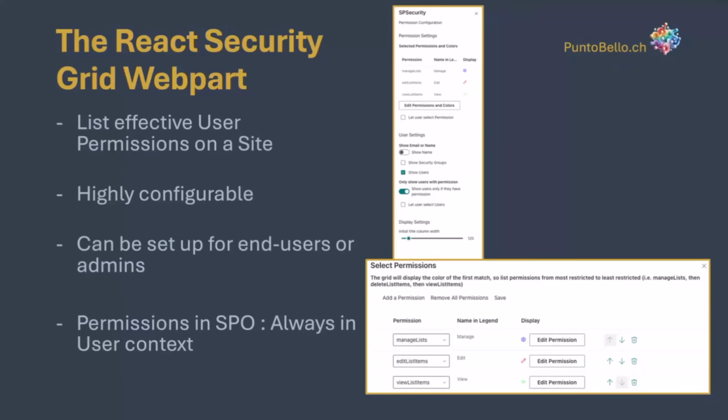You should be aware that in order for it to work, the user should at least have enumerate permission. So you cannot show permissions in a SharePoint context when you don't have enumerate permission. And permission in SharePoint Online is not like on-prem. It is always in the user context, so there is no privilege elevation in this case. So let's go to the demo.